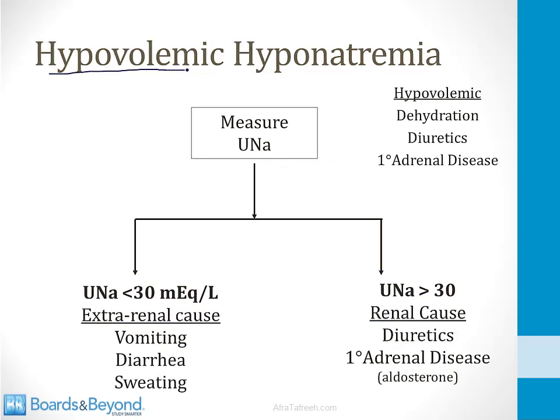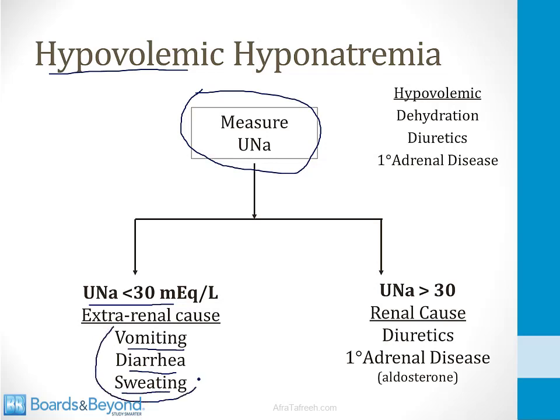In hypovolemic hyponatremia, where patients appear dehydrated on physical exam, measurement of the urinary sodium can be helpful in differentiating the causes. That's because a low urinary sodium will be seen in many of the extrarenal causes of hypovolemic hyponatremia. When patients are vomiting or they have diarrhea or they are sweating, in addition to losing water, they lose lots of salt in the fluids in all of these circumstances. This leads to a very low urinary sodium level.